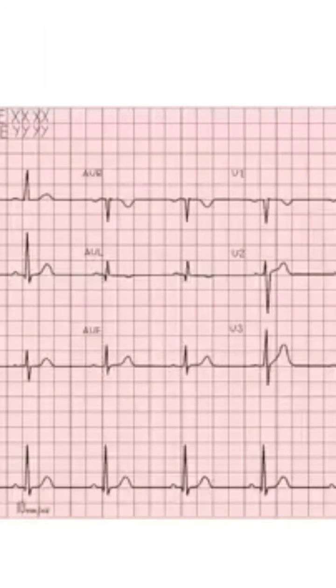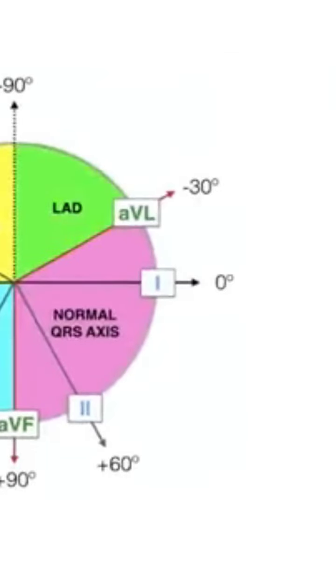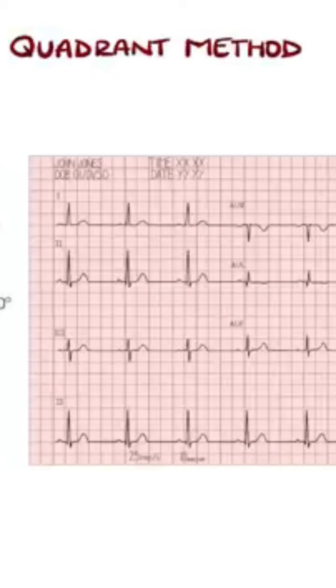Once they are confirmed, I start by looking at the axis because it is so easy to overlook. The overall direction of the electrical activity gives the axis, and is normally between -30 and 90 degrees. It could be normal, deviated to the left or to the right, or extremely deviated. A quick way to assess it is the quadrant method that allows you to quickly place the axis in one of the 4 quadrants just by looking at lead 1 and AVF.